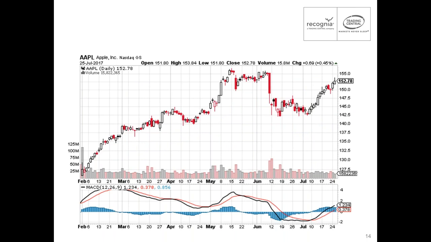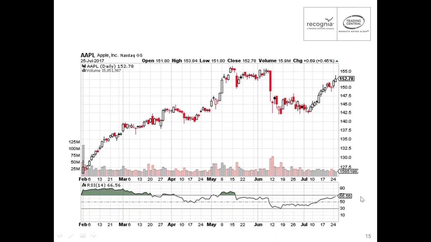What else can we look at? Let's look at maybe a signal like MACD. Well, MACD right now, the MACD crossed the signal line back here on July 10th. That's bullish, but we're kind of hovering around zero. So it's not a super, super bullish kind of signal. Kind of hard to take much away from that.